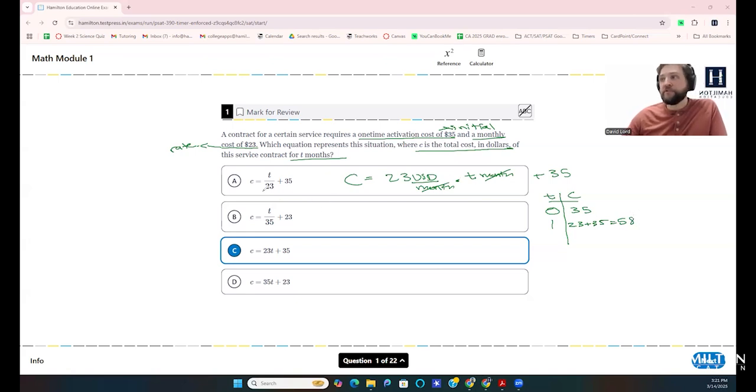So let's go through the answer choices. For A, instead of multiplying it, they divided it, which is something to try to trick you and make you get mixed up on the numbers. B, they switched things around and put the one-time activation cost below, so we can cross that one off. C matches what we have exactly, which is perfect. And then D looks right, but they switched numbers again.